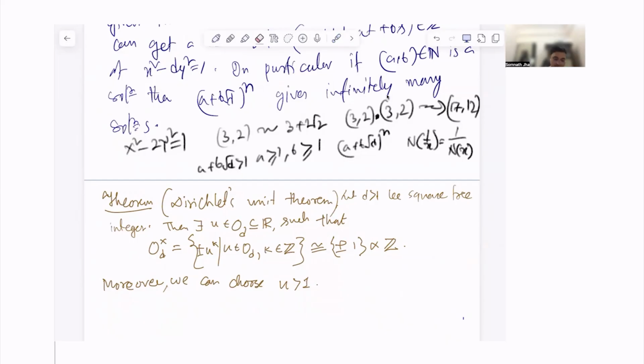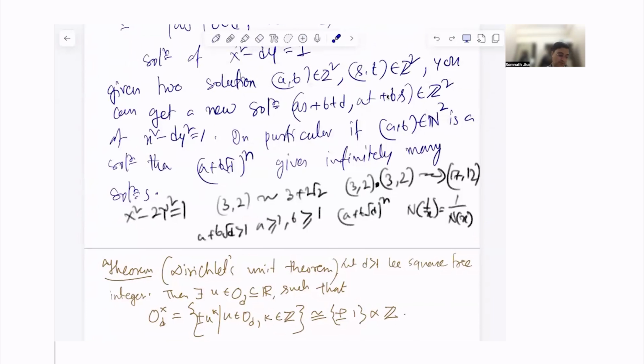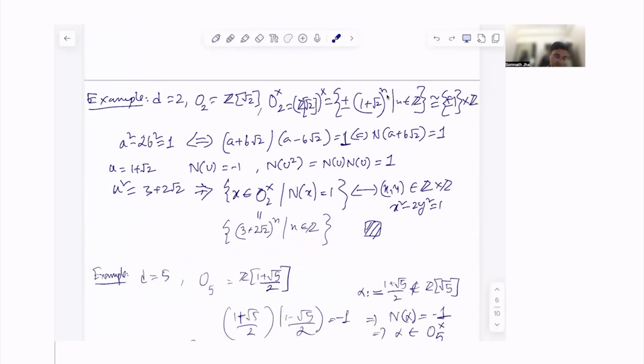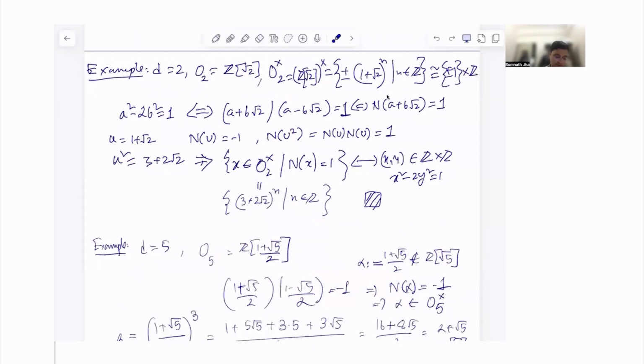That always, for any quadratic field, there is a single unit, so that all other units can be taken to be a power of that unit. Okay, so this is called Dirichlet's theorem, but we will not prove this. So let us now go back and formally prove this statement, that in Z adjoin root 2 star, every unit looks like this.